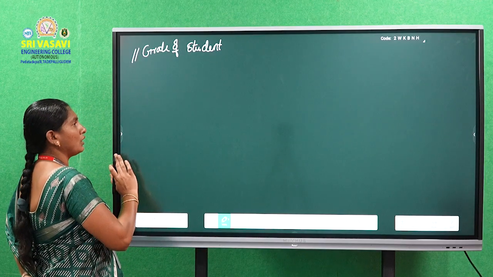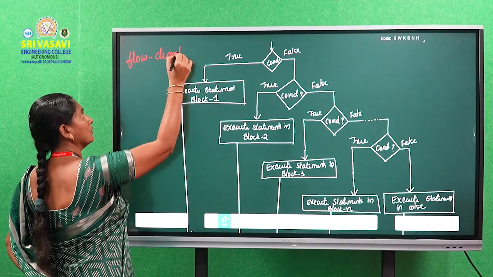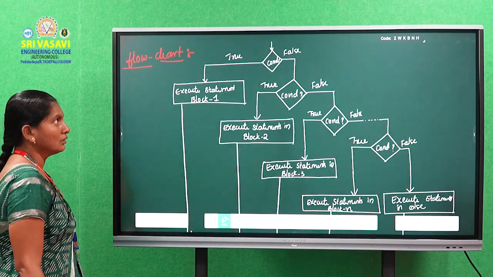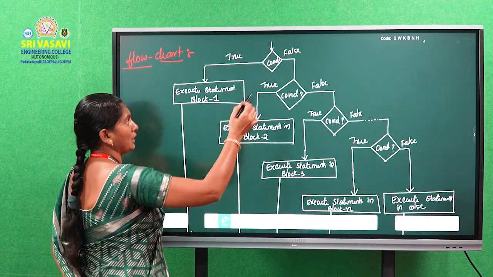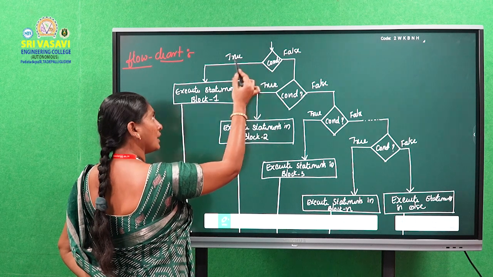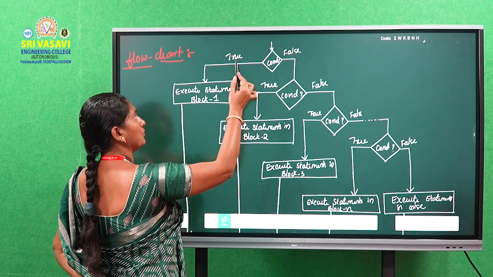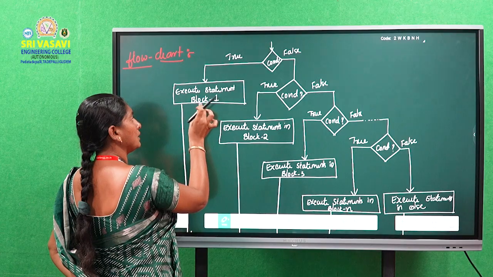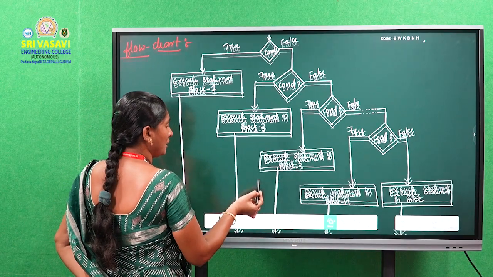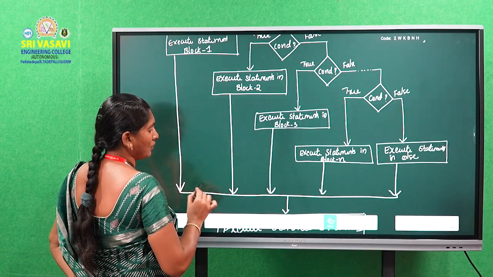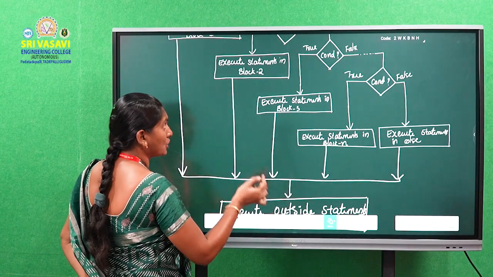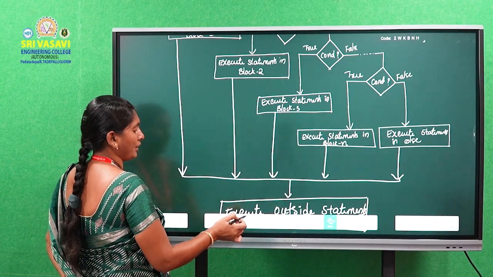Okay, so here is the flow chart for else if ladder. Initially we are checking one condition. If the first condition is true, then it will execute the statements in block 1. After executing the statements in block 1, it will come outside and execute the statements which are outside this else if ladder.